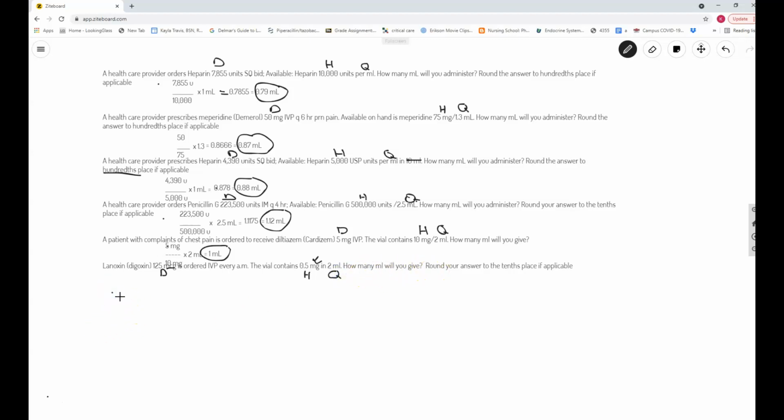Well, before we can set up our problem of desired over have times quantity, I'm going to have to get my micrograms to milligrams. So how am I going to do that? Anybody know? I'm going to have to divide because there are 1,000 micrograms per 1 milligram. Okay. So how am I going to get this problem?